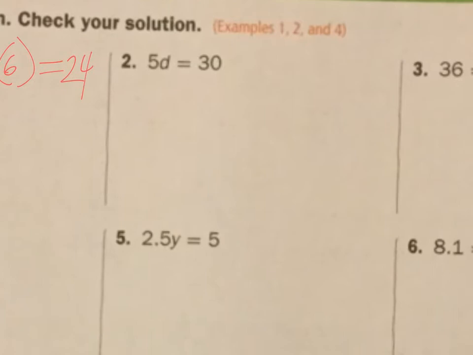Let's come over here. Same thing. I want to get d all by itself. It's times 5, so I have to divide by 5, divide by 5. That gives me d equals 6. Let's check it. 5 times 6. That does equal 30. Good.